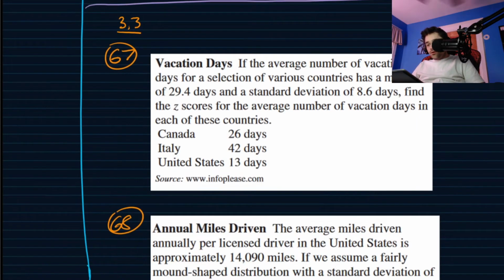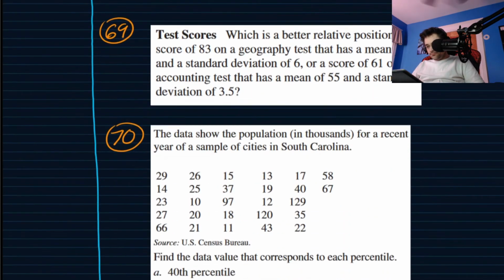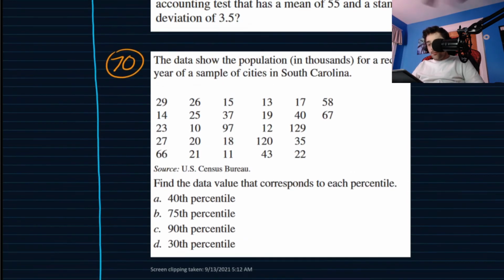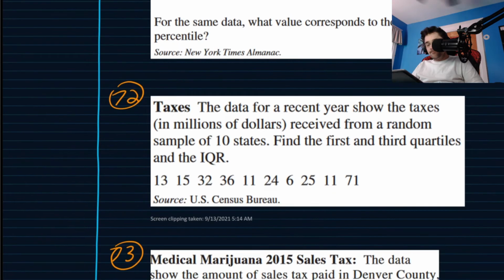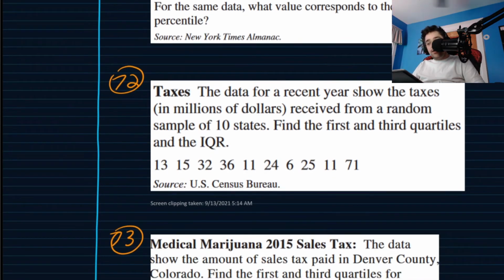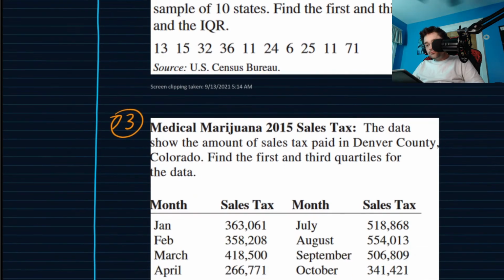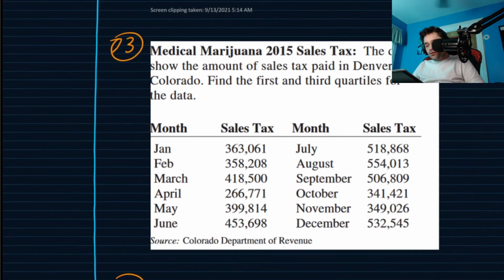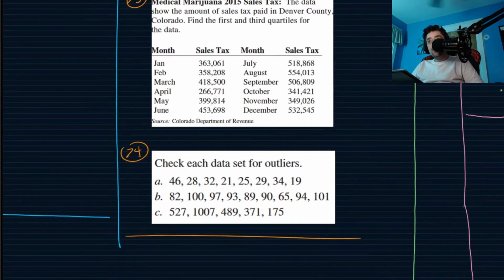A couple Z-score questions here. A couple percentile questions. IQR question, Q2, Q1, Q3 question. Didn't ask about outliers, though. Same thing there. And then it's asking in this last question to check for outliers.